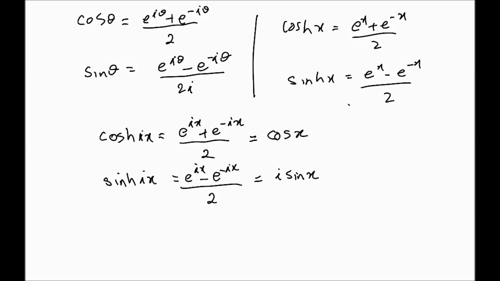In a similar way, we can easily show, with very little manipulation from these definitions, that tan hyperbolic of ix is in fact equal to i tan x. And this you can easily do by the definition of tan and tanh, which is sine over cos, or sine x over cos x. It's quite obvious and simple to prove.